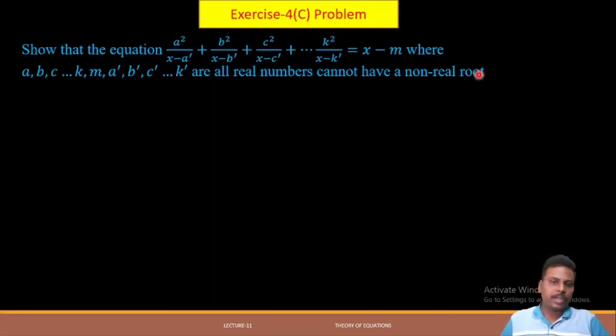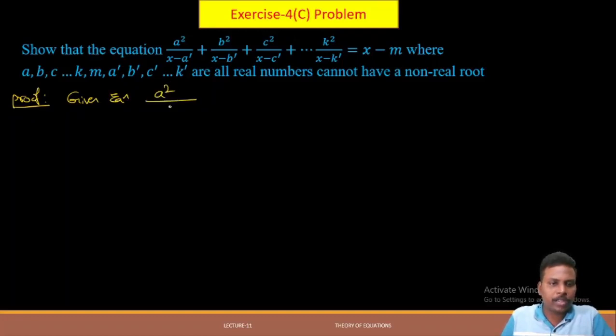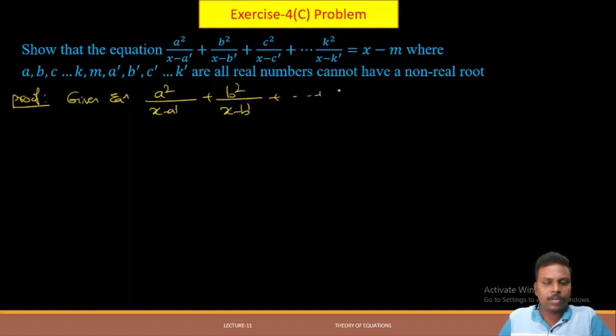In the last lecture we have solved a similar type of problem. This is a generalized version of it. Okay, let us try to prove this. Proof. Let us write the given equation: a square divided by x minus a dash plus b square divided by x minus b dash and so on up to k square divided by x minus k dash is equal to x minus m.